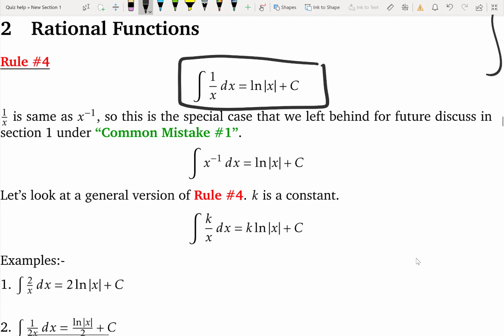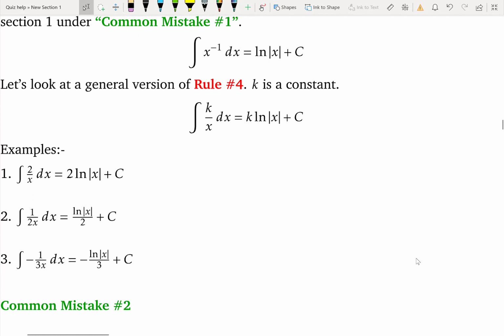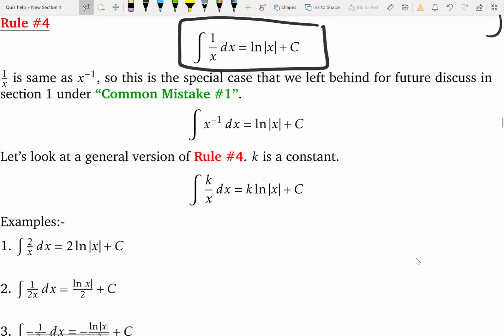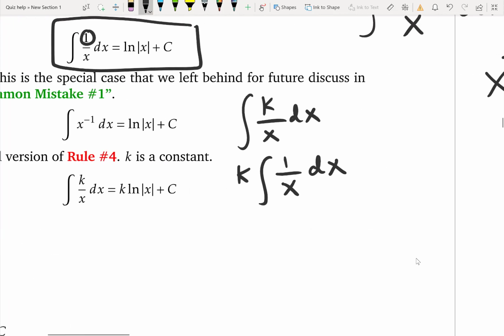Okay, now one more thing to this rule. How about if you have a constant instead of 1 in the numerator? Well, now what can we do? If you have to integrate k over x, we can take out that k. Remember, we can pull out the constants. That's one of the properties that we discussed in the second video. So if you integrate 1 over x, what do you get? We get natural log x. So the answer is k times natural log x plus c.